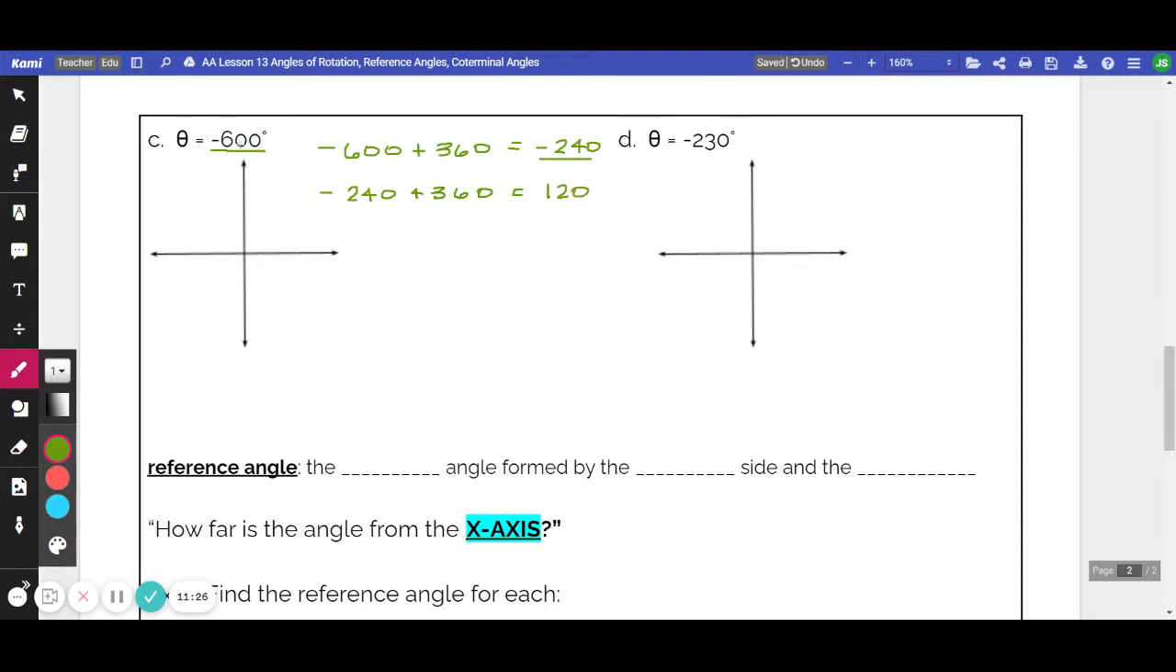Now there is not one right answer. I could have subtracted 360 and found another one. I could add 360 again and find another one. There is not one correct answer. There are an infinite number of coterminal angles.